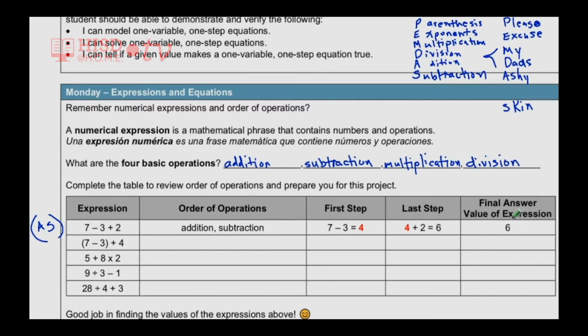All right, so I subtract first. I have 7 minus 3 gives me 4. I take that 4 and I add it to 2. And that gives me a final value of 6.